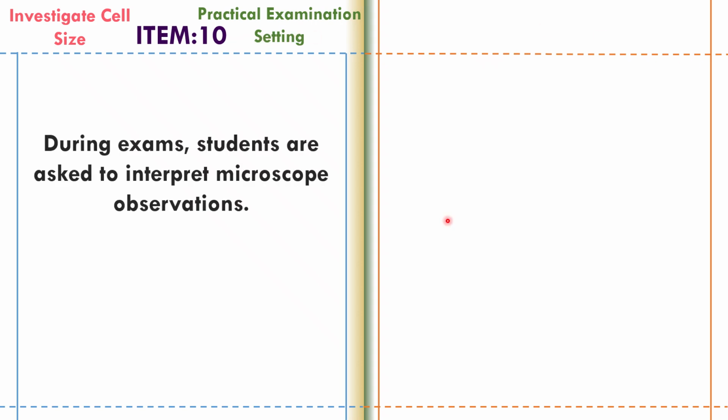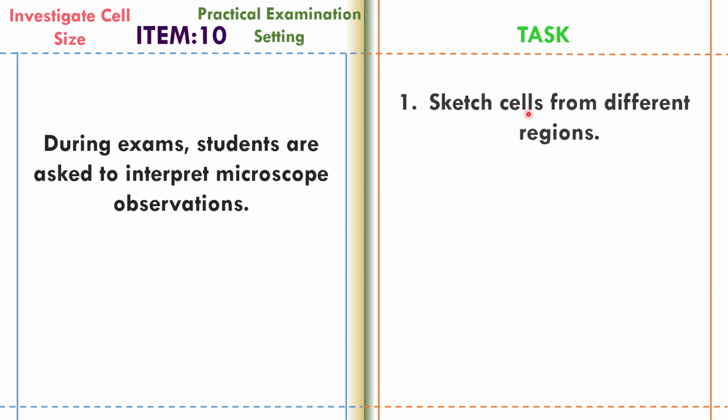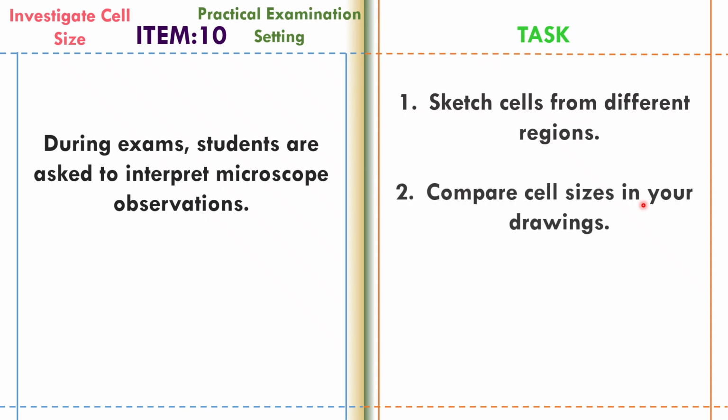We are still under investigation of cell size. Item 10: practical examination setting. During exams, students are asked to interpret microscope observations. Tasks: sketch cells from different regions, compare cell size in your drawings, and draw a conclusion.